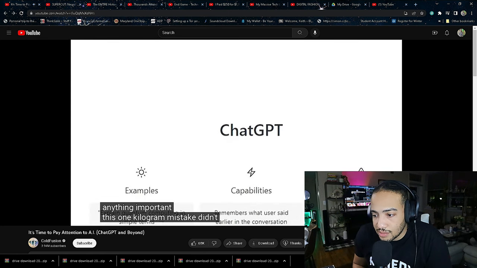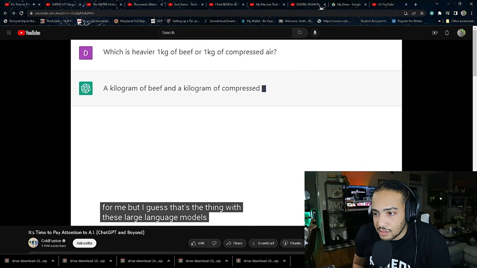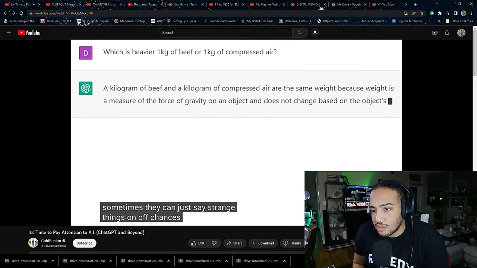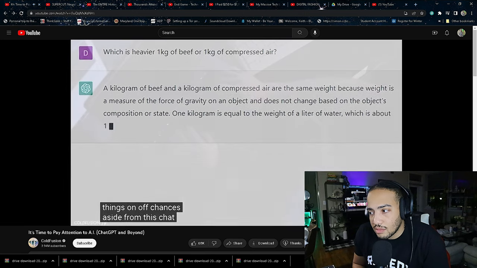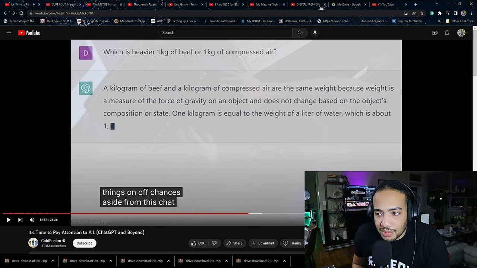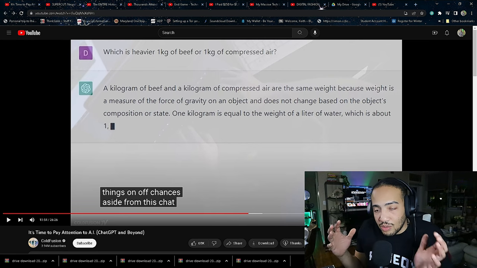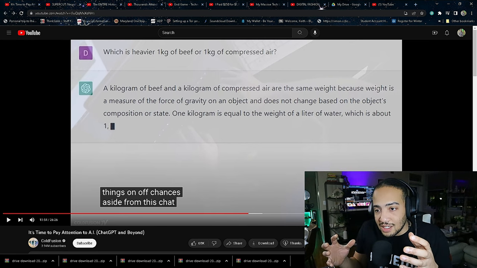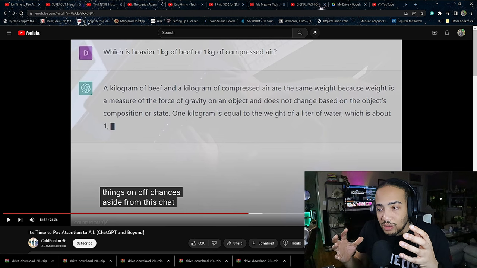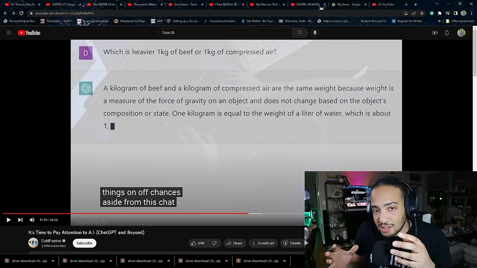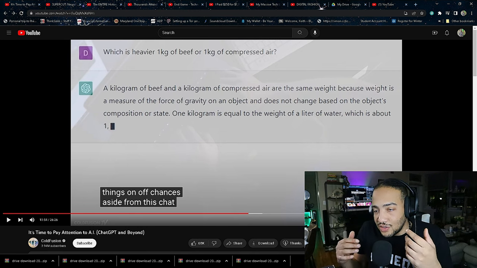This 1 kilogram mistake didn't happen for me, but I guess that's the thing with these large language models, that sometimes they can just say strange things on off chances. So basically, ChatGPT is saying that 1 kilogram of beef and 1 kilogram of air don't weigh the same because 1 kilogram of beef is more dense than 1 kilogram of air. No, it doesn't matter how dense it is, it doesn't add to the weight. They both weigh the same.